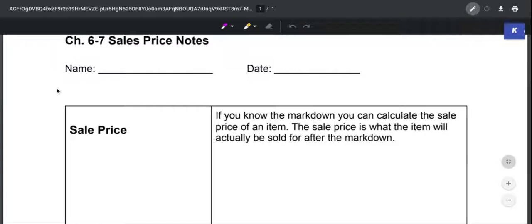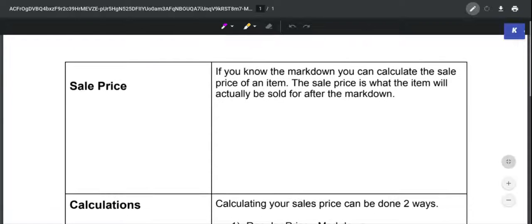The last section for Chapter 6 is going to look at finding the sales price after you're given the markdown. So we've looked at how to find markdown, what markdown is. Now we're just going to take the last step to figure out what you would actually pay. Sale price is just the amount that the item that's marked down is actually going to be sold for. Another way to look at it is how much you're actually going to pay.